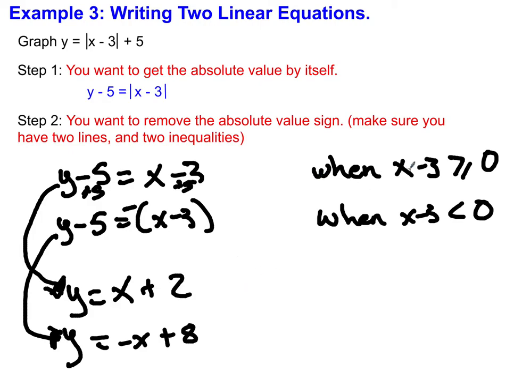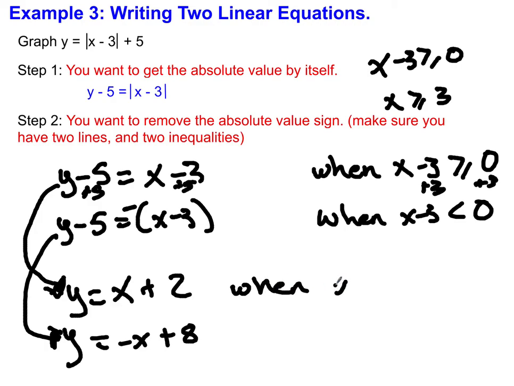Alright, now when x minus 3 is greater than or equal to 0, if I said solve this for x, then you would add 3 to both sides, and you would get x is greater than or equal to 3. These are the same statement. So I'm going to write when x is greater than or equal to 3, because that's easier for me to think about than when x minus 3 is greater than or equal to 0.